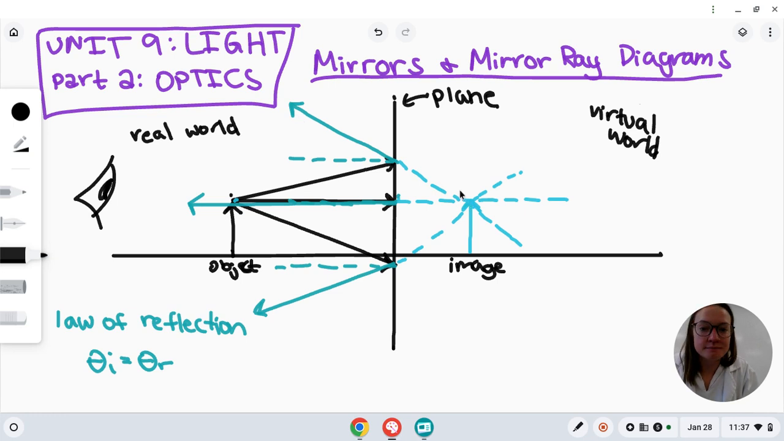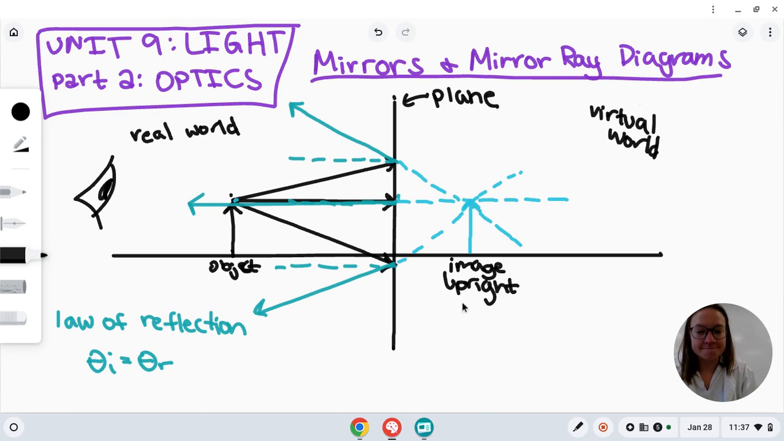Now, there are three terms that we are going to use to describe any image that we see from a mirror. The first word that we're going to use to describe it is, is this image here upright or inverted? Upright meaning it's right side up, inverted meaning it's upside down. And you can see that this image here is upright. If my toothbrush over here is facing up, this one is also facing up. You can see the bristles are up towards the top.